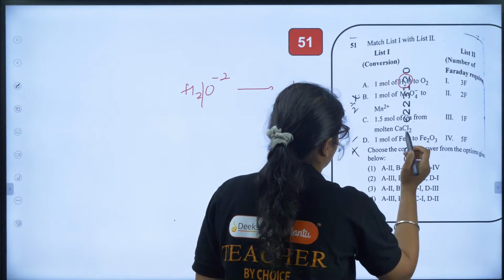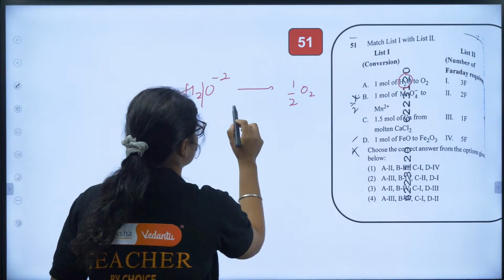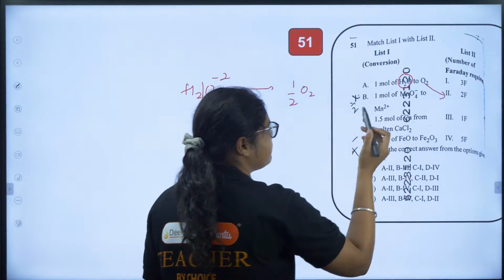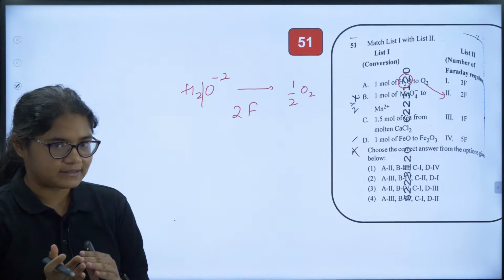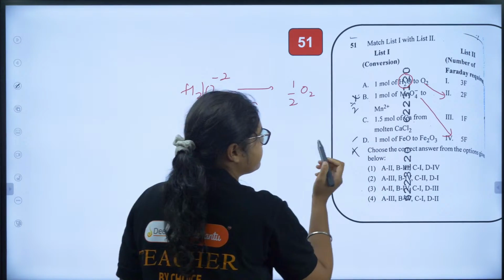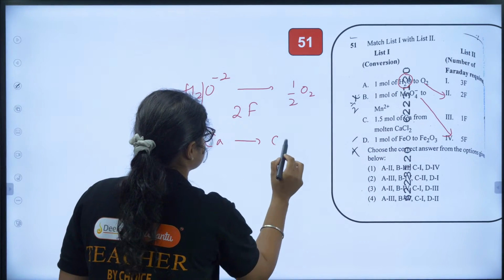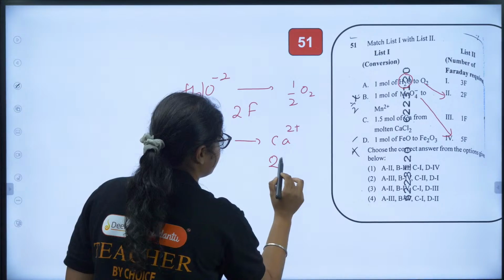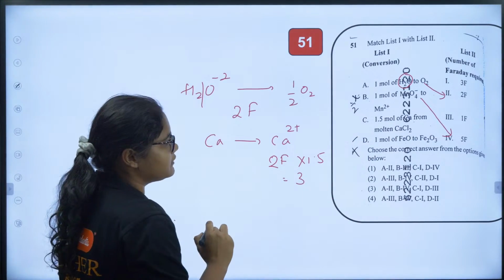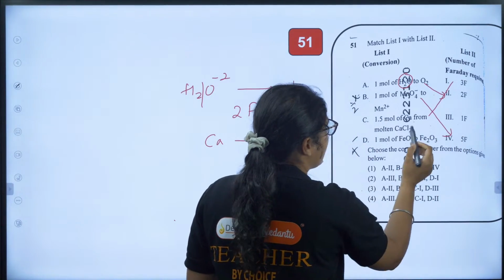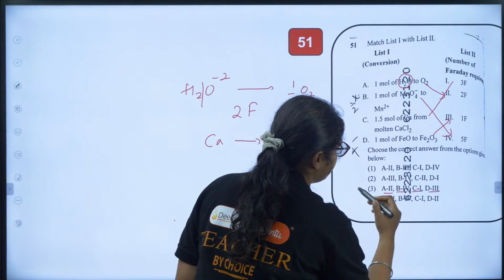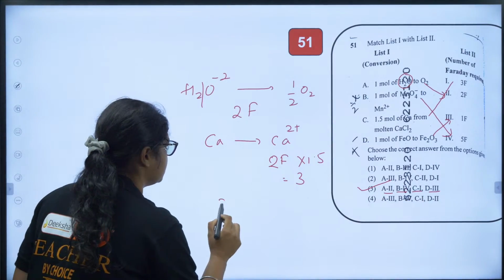So we will get here, first of all, A will be 2 Faraday here, 2 moles of electrons will be required. So 1 will be 2 Faraday. Now if you know manganese converts from +7 to +5, so that will be 5 Faraday here. Now calcium to calcium chloride, right? So Ca2+, that is 2 Faraday. But here you have only 1.5 moles, so you should multiply by 1.5. So we will get 3 Faraday. So C will be your 3 Faraday. And this one will be 1 Faraday. So if you see, the option will be A2, B4, C1 and D3. Correct answer for this question will be option number 3.